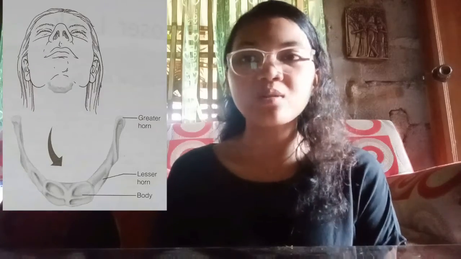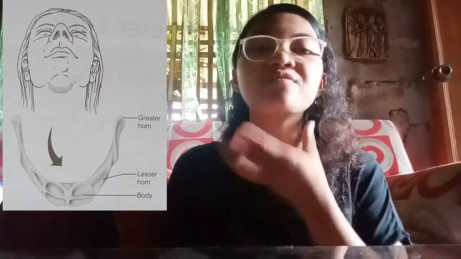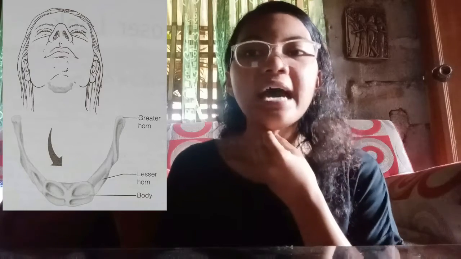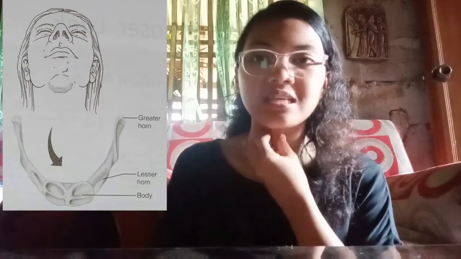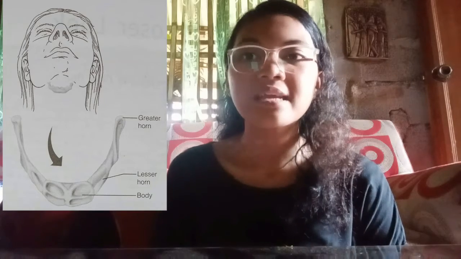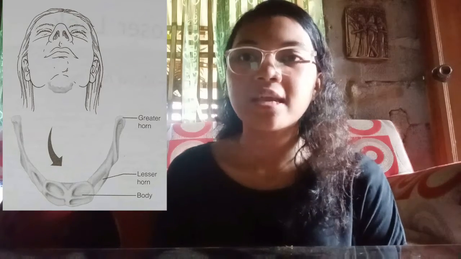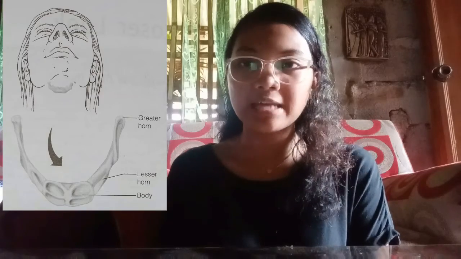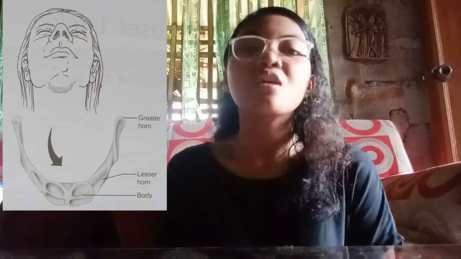Next is the hyoid and auditory ossicles. The hyoid is a small U-shaped bone found just inferior to the mandible. Nandito yung hyoid. The hyoid is the only bone in the body that does not form a joint with any other bone. It is a floating bone. The hyoid's function is to help hold the trachea open and to form the bone connection for the tongue's muscles.